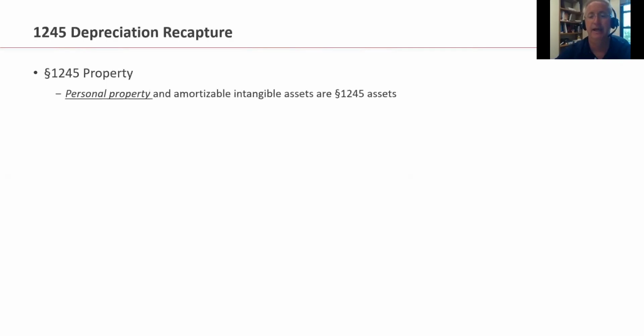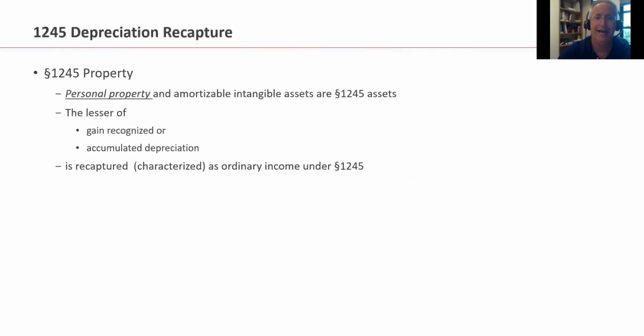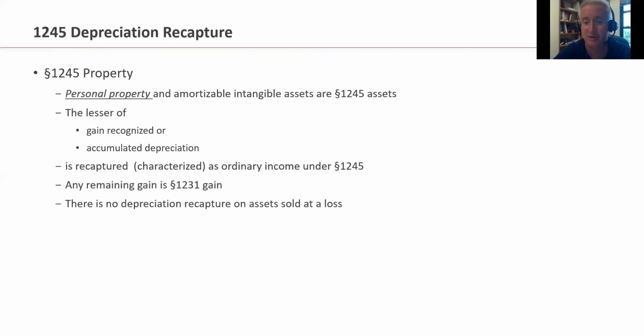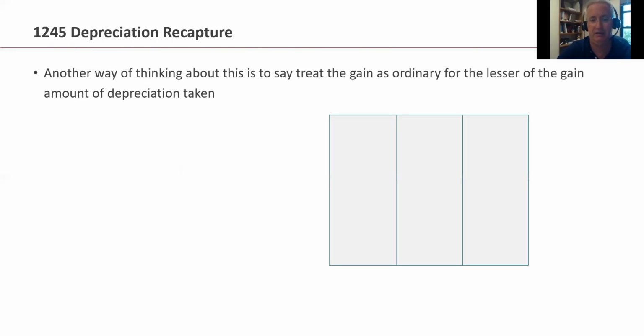1245 says if you have 1231 assets that are personal property or amortizable intangible assets, you're going to take the lesser of the gain recognized or the accumulated depreciation and recapture that as ordinary income. Wow. I'm not even sure I know what that means. So I think the only way to figure it out is to do some examples. Whatever's left is going to be 1231 gain. Recall that there is no depreciation recapture on assets you sell at a loss.